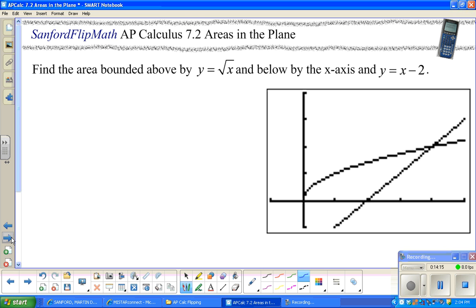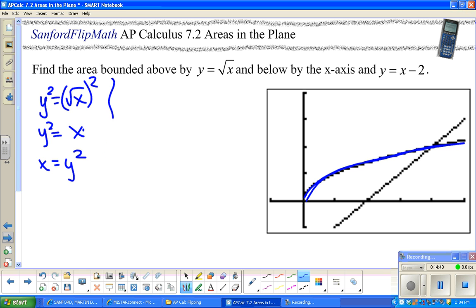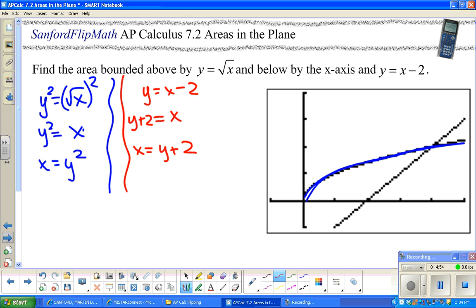What I'm going to do is define both of these as x equals. Now, this is going to feel really weird, so just kind of be patient. I have y equals the square root of x, and what I want is x equals, so I'm going to square both sides. So I have y squared equals x, also known as x equals y squared. And that's this graph, and all we're doing is talking about it in terms of x equals instead of y equals. Same idea. I'm going to say y equals x minus 2. I'm going to add 2 to both sides, so x equals y plus 2. Okay, so that's this.